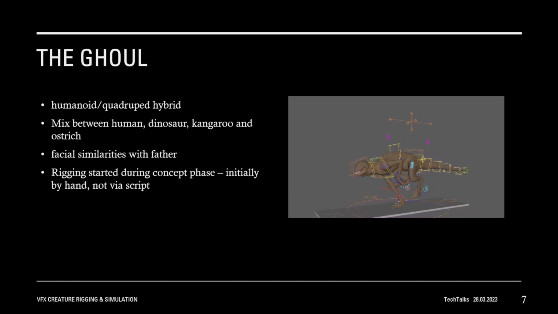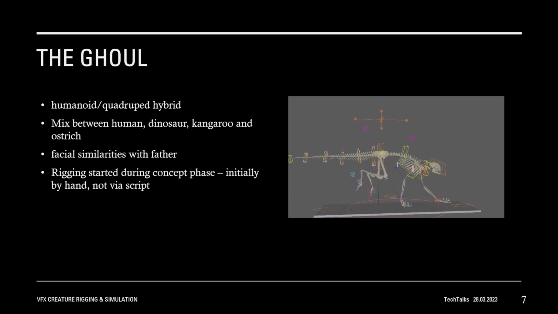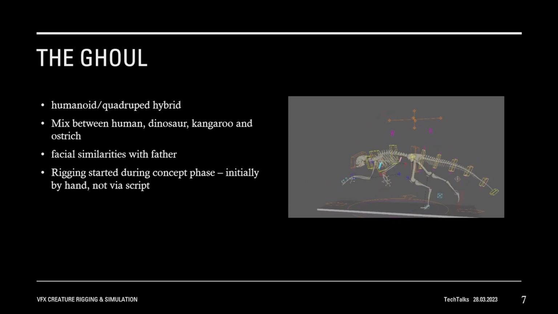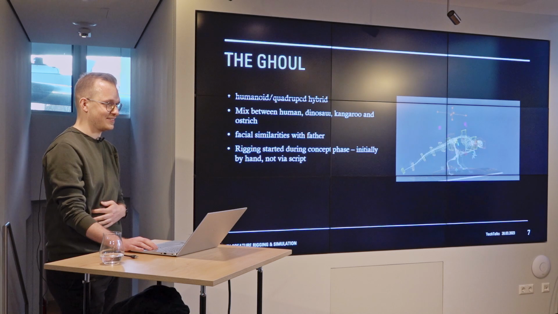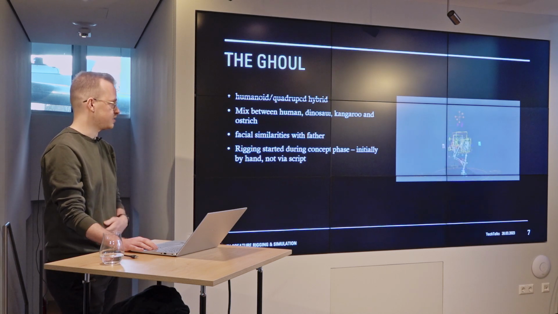Also, the rigging started quite early in the process, during concept, to try out different locomotions and see how the creature moves and how we can design it better. Here, for example, you can see one of the first versions of the creature. It looks a little bit different than it does in the end, especially the face changed a lot, but the main features are already there.